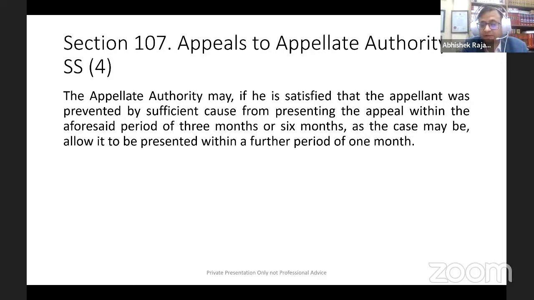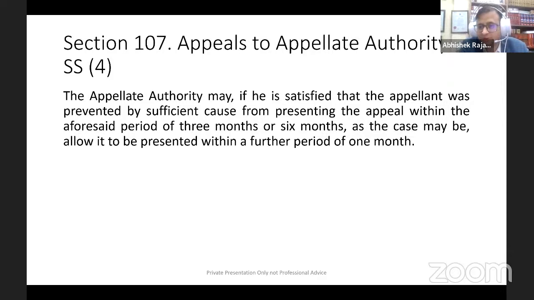No appellate authority, whether it is joint commissioner, additional commissioner, even the commissioner, has the power under GST laws to condone the delay beyond 1 month. So who can condone this delay? Right now we don't have a tribunal. So a high court under Article 226 writ can condone the delay. So only the high court has the power to condone the delay.